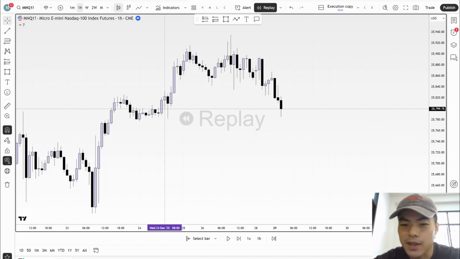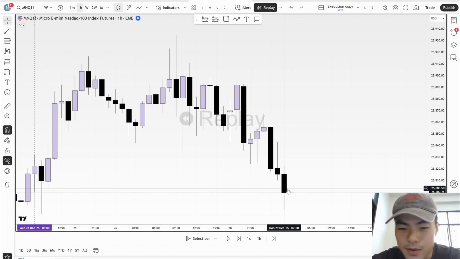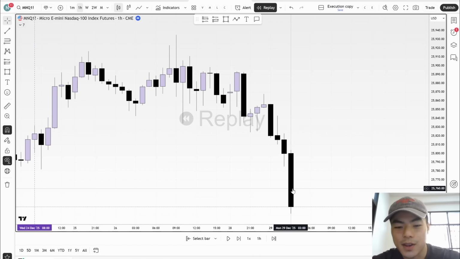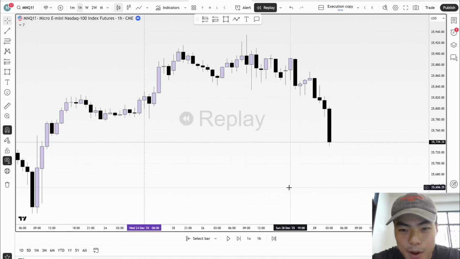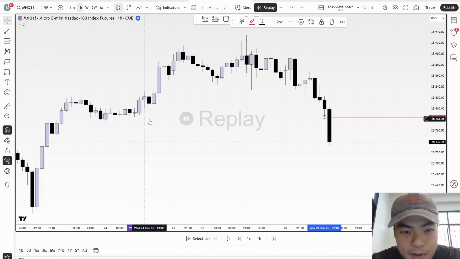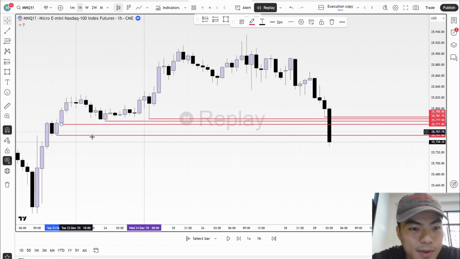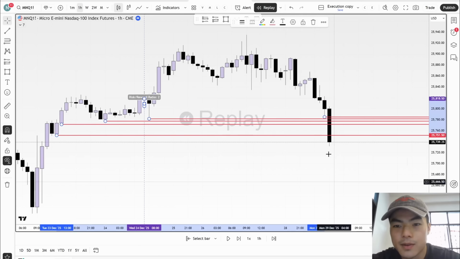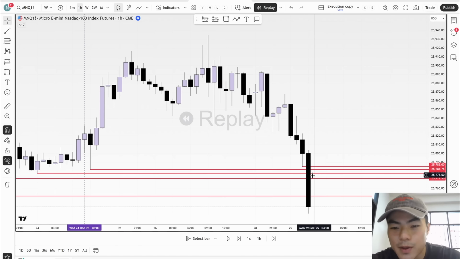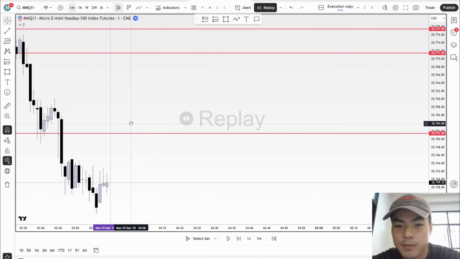Okay, so here was NQ during London. So let's go here. We had this massive bearish candle at 3 a.m. creating a bunch of POIs there. This one, yeah, this one. That was it. So these are your bearish POIs, and then we're going to go down to the 1 minute for the 4 a.m. candle.